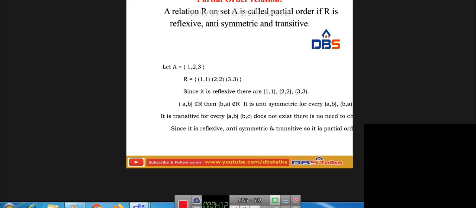So equivalence relation means it will satisfy reflexive, symmetric, transitive. If it is a partial order relation, then it will satisfy reflexive, antisymmetric, and transitive.